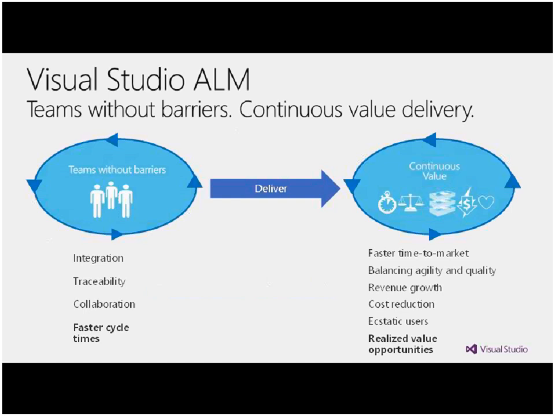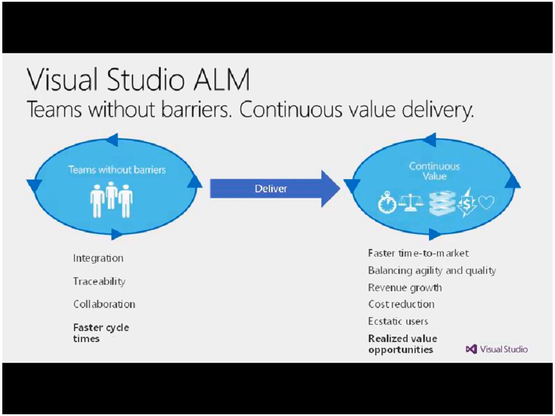Ecstatic users. And you can do this if you promise your users that you're going to have something working from the very beginning, in the first month. This allows you to have that ecstatic user capability. The tool itself doesn't do this, right? It's not the tool that's doing this. It's your usage of ALM with an Agile process with Visual Studio that allows you to get those ecstatic users. And finally, and I think the most important one, is the realized value opportunities.